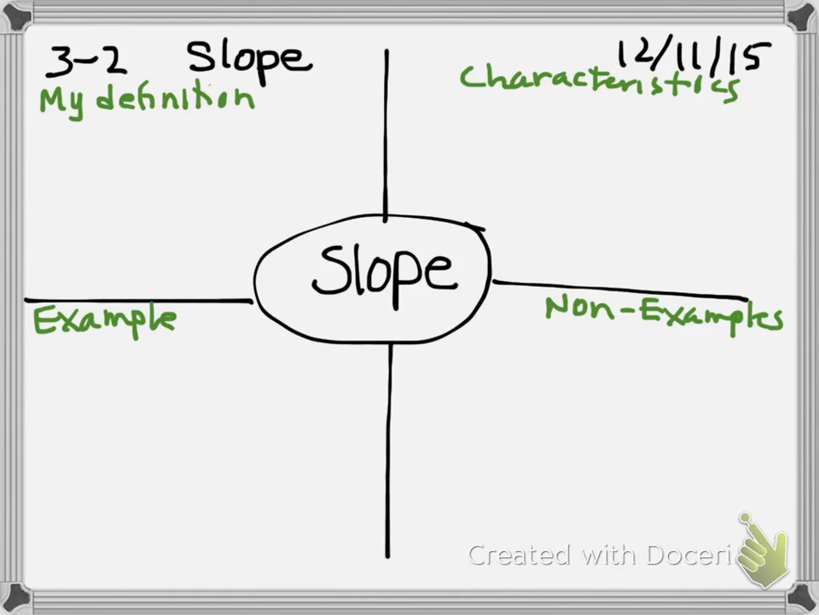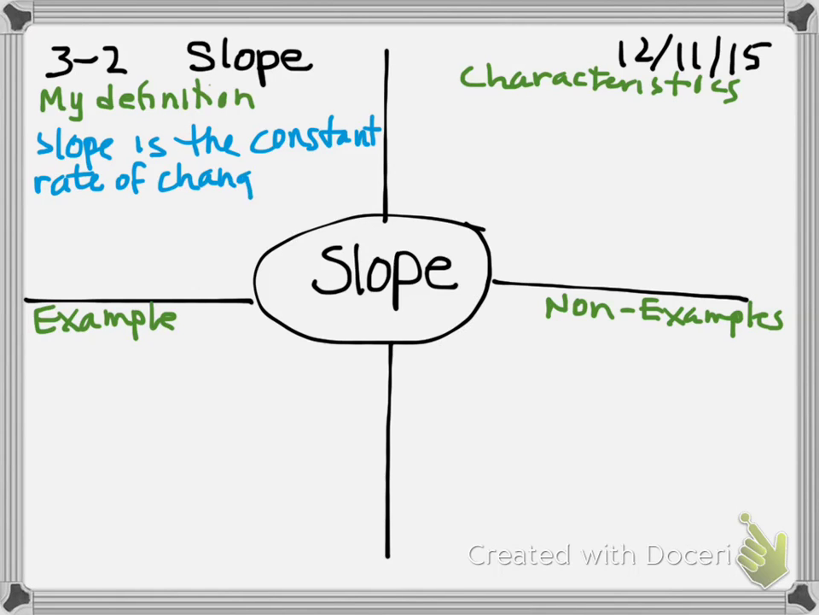So we've been studying slope without calling it that for the last couple days. Slope is basically the constant rate of change in a set of data. And our set is going to be ordered pairs, because that's what the tables we've been studying have been telling us.